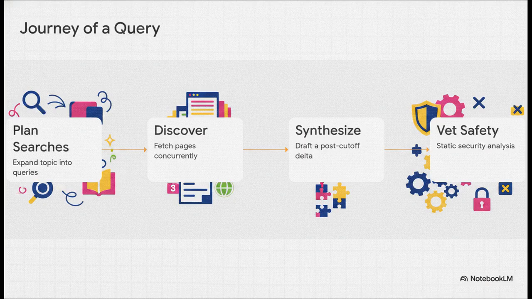So how does it actually pull this off? Let's walk through the 4 steps of the pipeline architecture. Think of this as our mental map for a day in the life of a query. First, the system plans the searches. Second, it discovers the sources. Third, it synthesizes the skill. And fourth, it vets that skill for safety. It's this really elegant, completely linear pipeline where every single stage either enriches or filters the data.